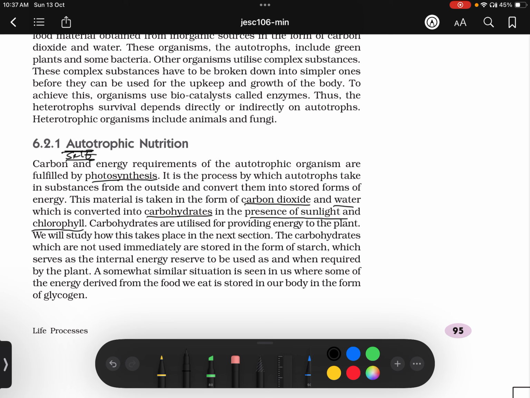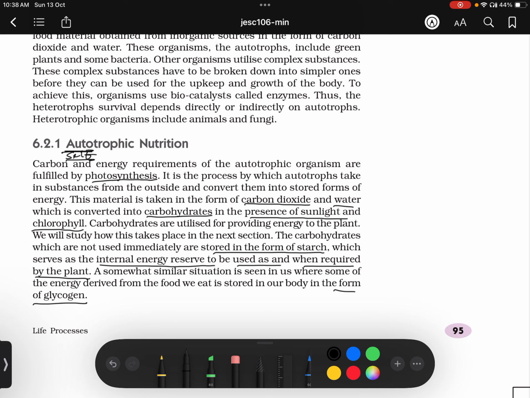Carbohydrates are utilized for providing energy to the plant. We will study how this takes place in the next section, and the carbohydrates which are not used immediately are stored in the form of starch, which serves as the internal energy reserve to be used as and when required by the plant. A somewhat similar situation is seen in us, where some of the energy derived from the food we eat is stored in our body in the form of glycogen.